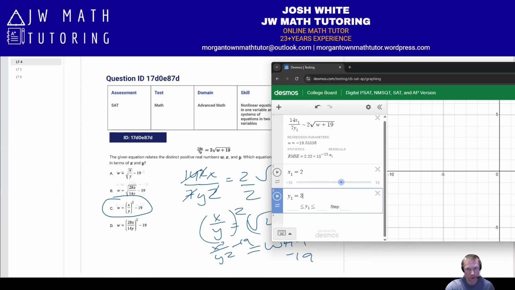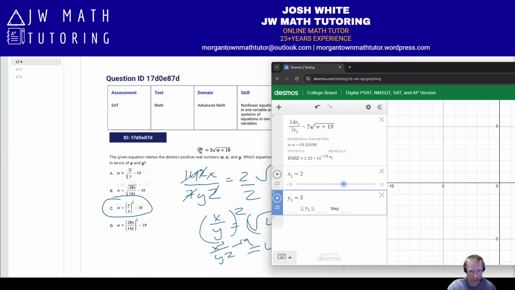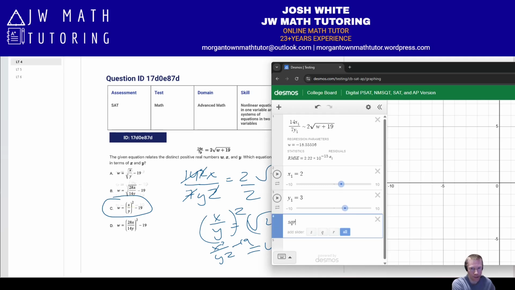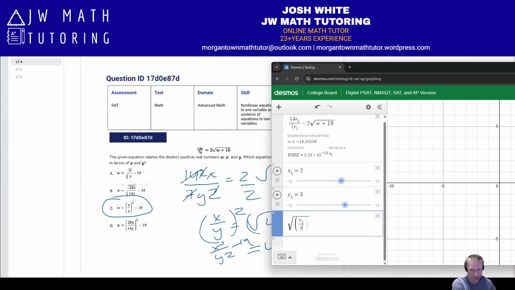Once I've done this, it has told me that w is negative 18.5555, whatever, which rounds to 6. So now I'm going to type in the answer choices. It's a little annoying because you have to type x1 and y1.